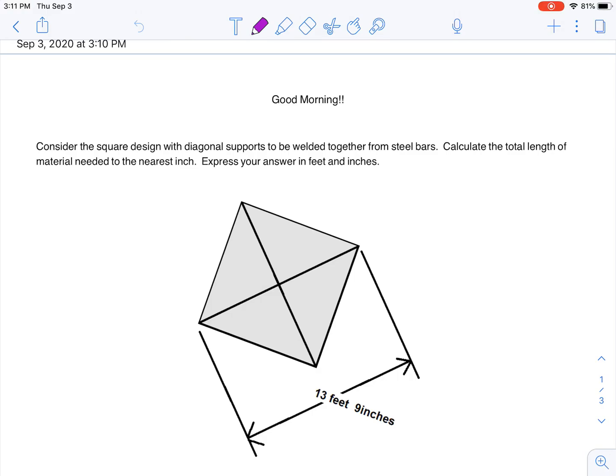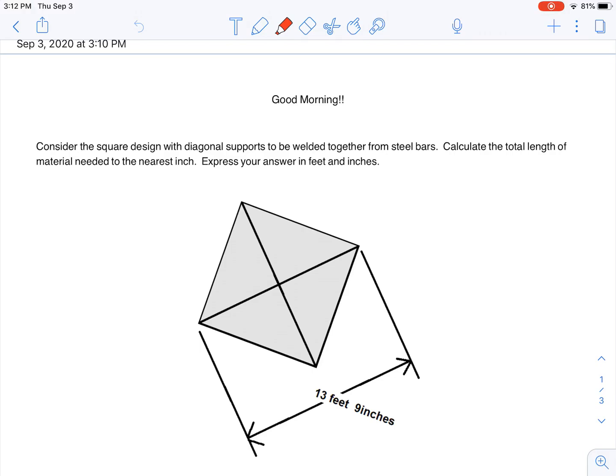We're faced with this problem that says: consider the square design with diagonal supports to be welded together from steel bars. Calculate the total length of the material needed to the nearest inch. Express your answer in feet and inches.